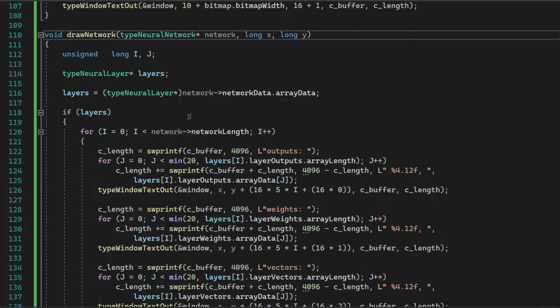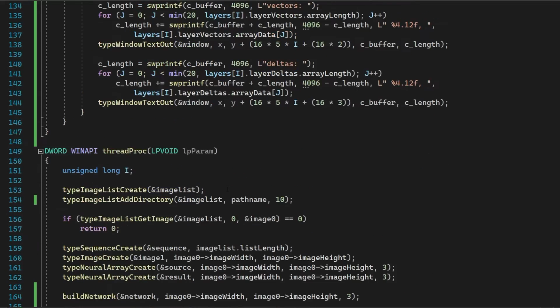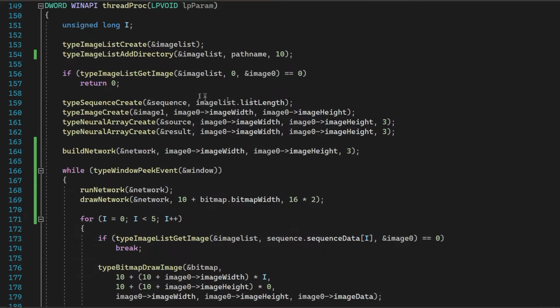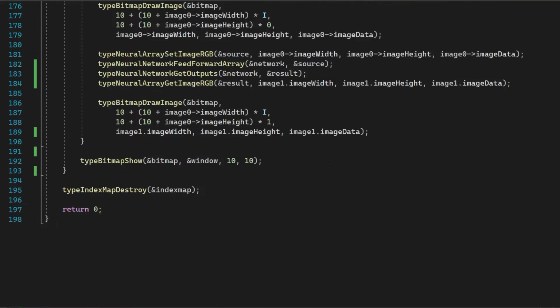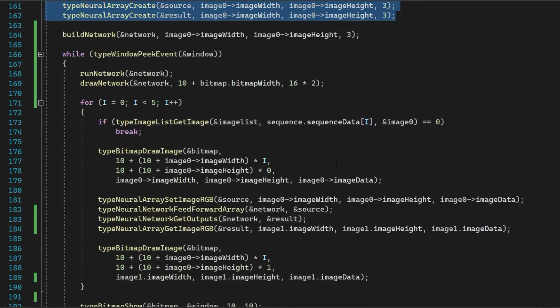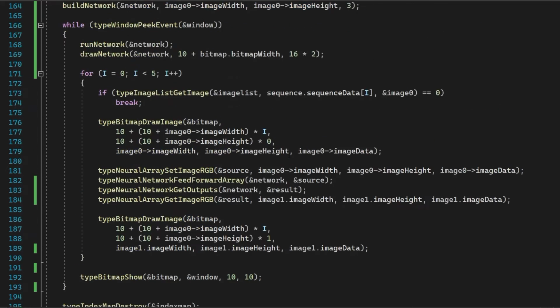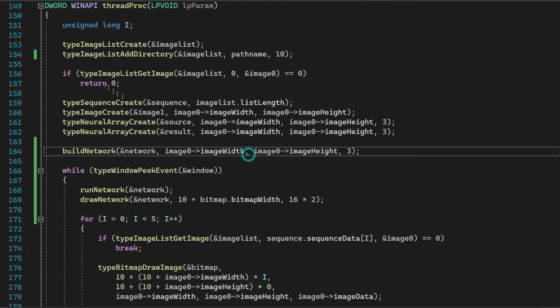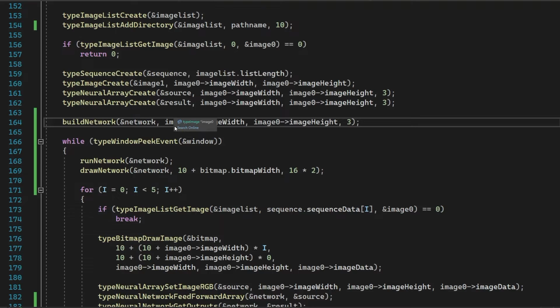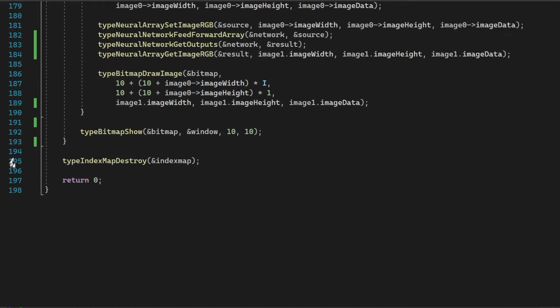Okay, draw network. It goes to each layer in the network and then draws 20 weights, a maximum of 20 weights. If there's less than 20, then it doesn't do anything. I will need to clean that up a lot later, but for now we're just testing everything and making sure it all works. A lot of stuff really doesn't work here. Oh, it doesn't really matter. That's not supposed to be here.